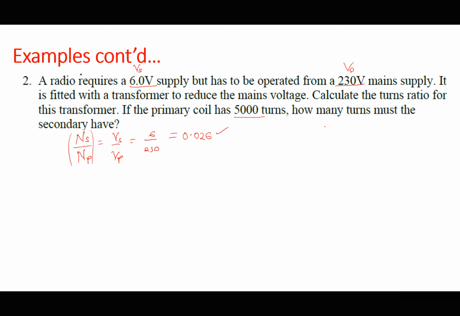Then how many turns must the secondary have? Because this is the turns ratio, I'll simply say the number of turns of the secondary over 5,000 for the primary should be equal to the turns ratio, which is 6 divided by 230. So you just cross multiply. The number of turns of the secondary is going to be 6 times 5,000 divided by 230. This is approximately 130, because it should be a whole number. So the secondary coil has 130 turns.